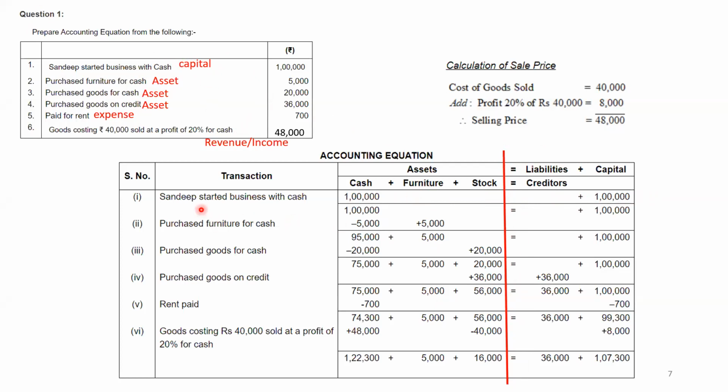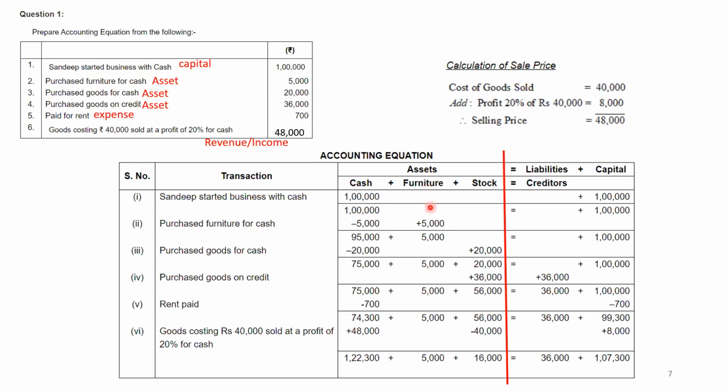So Sandeep started the business. What is given? Cash. So under cash you have to put 1 lakh, and here the capital amount 1 lakh will come. Next, purchased furniture for cash, 5,000. That means it will become 1 lakh minus 5,000, which is 95,000. In the capital, you have put 1 lakh rupees in the business, and you are taking 5,000 from it, so it becomes 95,000.